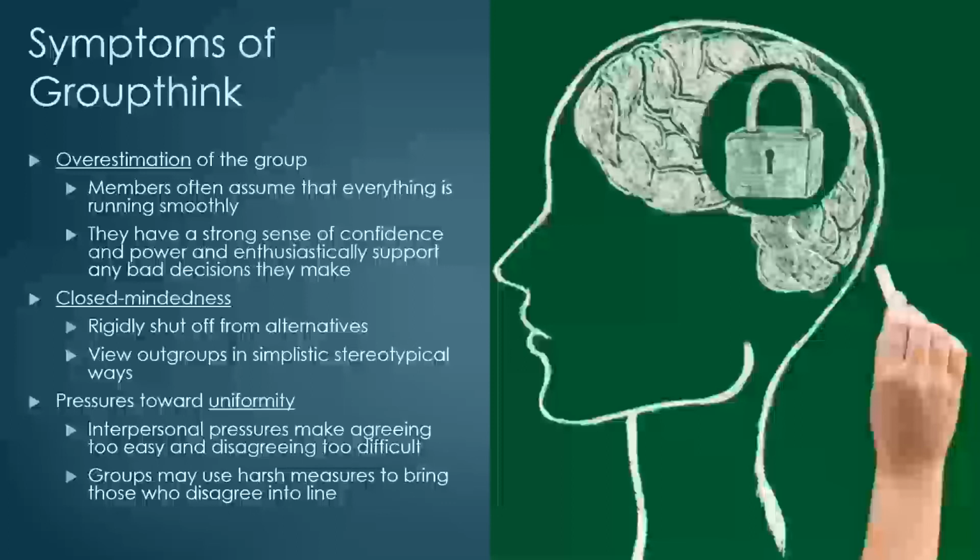Pressures towards uniformity. So this is, again, these conforming pressures. Everybody should be acting the same way. Everybody should have the same beliefs. Everybody should have the same values. There's a ton of interpersonal pressure. And this is one of those things where it's really easy to be like, yeah, I believe that too, but then it's really, really hard to present any type of evidence against that. You get so much pushback for even questioning the way that people think about things.